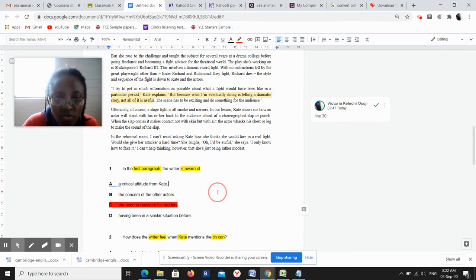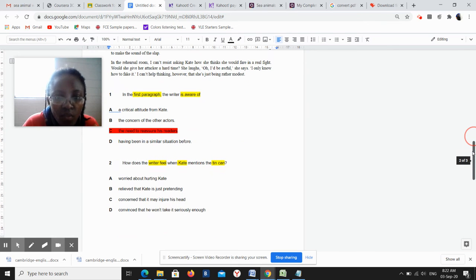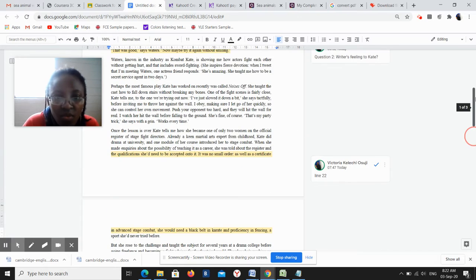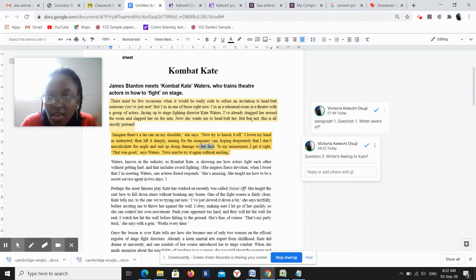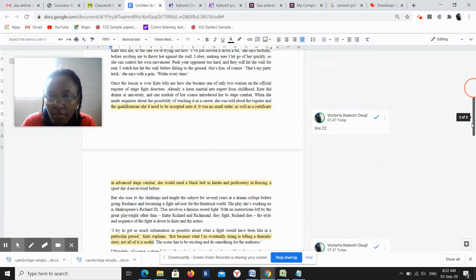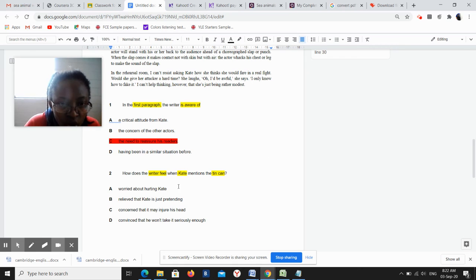Now let's look at question two quickly. How does the writer feel when Kate mentions the tin can? What is it about the tin can? "Imagine there is a tin can on my shoulder," she said. "That's Kate. Now try to knock it off." I lower my head as instructed and lift it sharply, aiming for the imaginary can, desperately hoping I don't miscalculate the angle and end up doing damage to her face. So it's about her face, not him. That means the option about his head is definitely out.